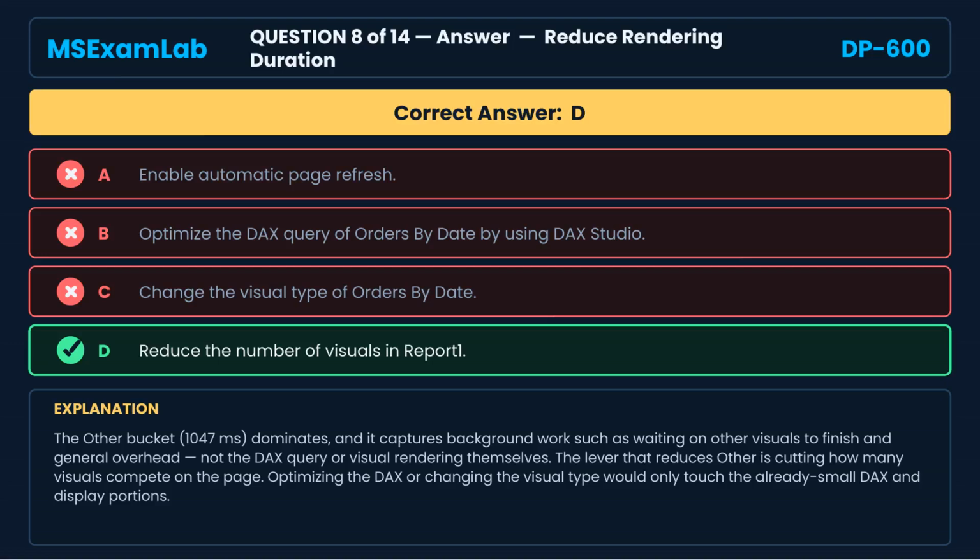The correct answer is D. Reduce the number of visuals in Report 1. The other bucket, 1047 milliseconds, dominates, and it captures background work such as waiting on other visuals to finish and general overhead, not the DAX query or visual rendering themselves. The lever that reduces other is cutting how many visuals compete on the page. Optimizing the DAX or changing the visual type would only touch the already small DAX and display portions.